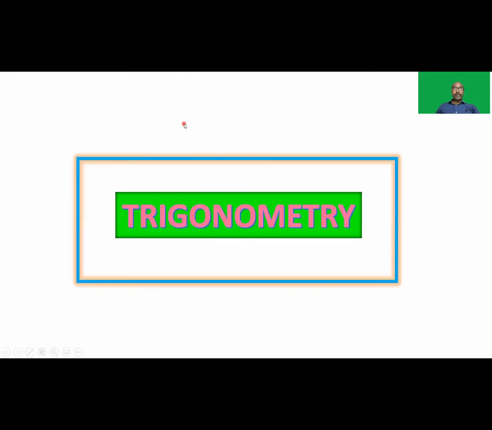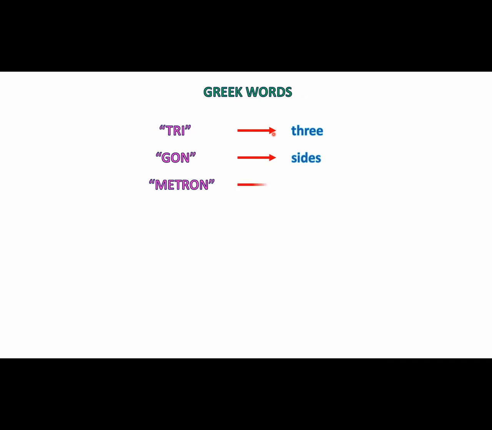Today, I am going to introduce the most important and most interesting section in the branches of mathematics, and that is trigonometry. The word trigonometry is derived from the Greek words tri, gon, and metron. Tri means three, gon means sides, and metron means measure.